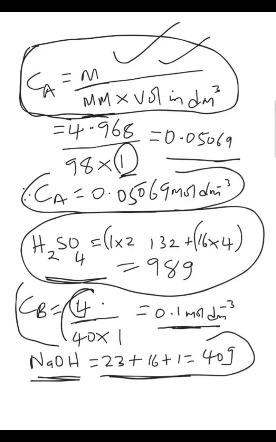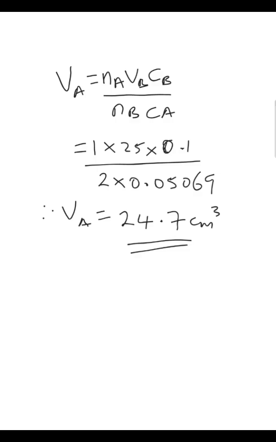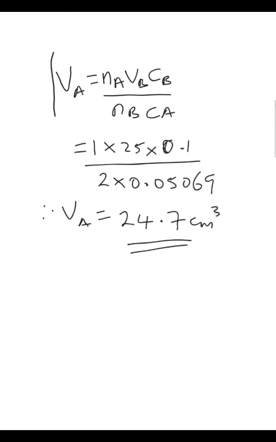Okay, so let's see the final thing we're going to do: how we can now substitute our values to get the final answer for the volume of the acid used. Watch this. Remember, we have derived this formula already, that VA is equal to NA VB CB over NB CA. I believe you know what these represent. So let's substitute the values.